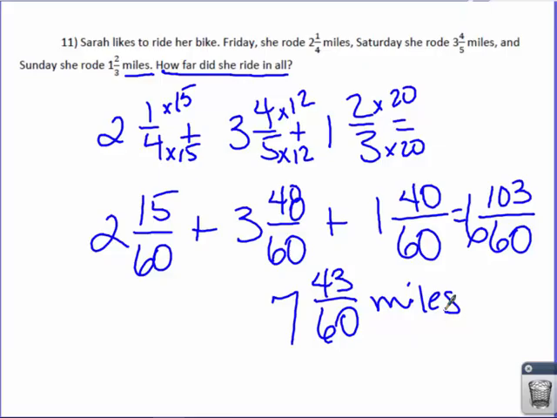So we've just looked at adding, subtracting, multiplying, and dividing decimals and mixed numbers. And that's what your test is going to be over.